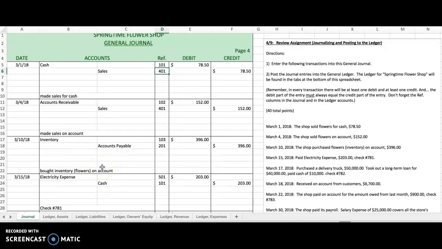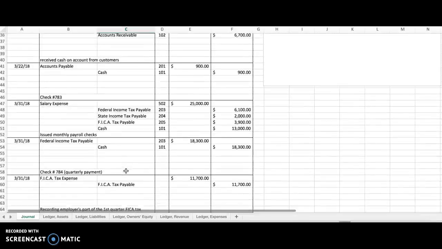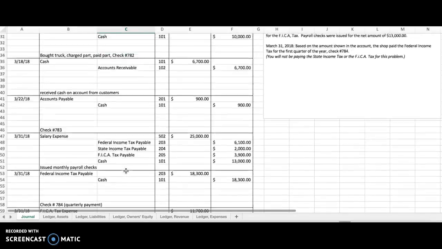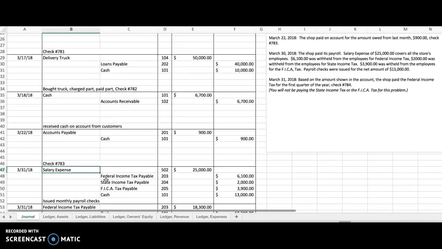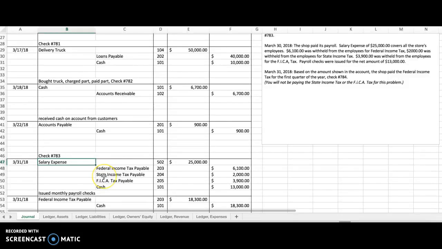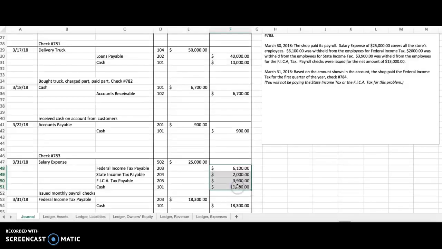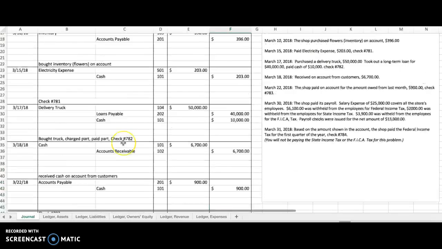Also remember, debits always equal credits. In the first few transactions, you see pretty obviously debits do equal credits. In a more complicated transaction down here on March 31st, the payroll entry, you see salary and expense debited by $25,000. You see 4 credits that you should have indicated. All of these liability accounts and cash would be credited. If you add up these 4, they should add up to $25,000. So debits do equal credits.